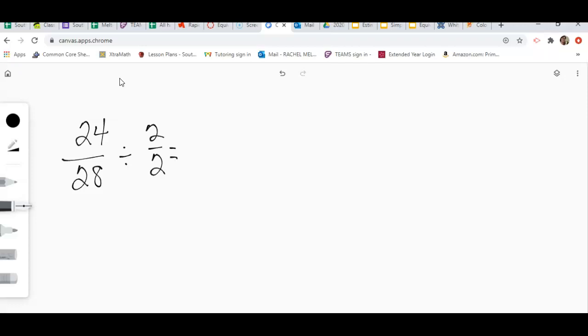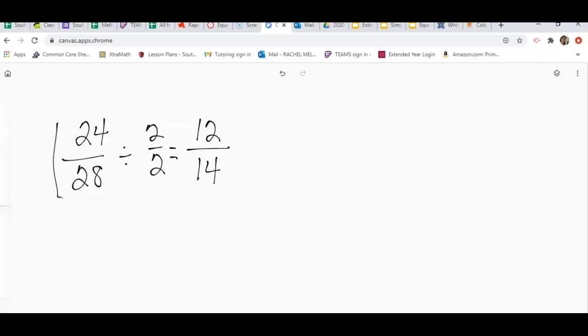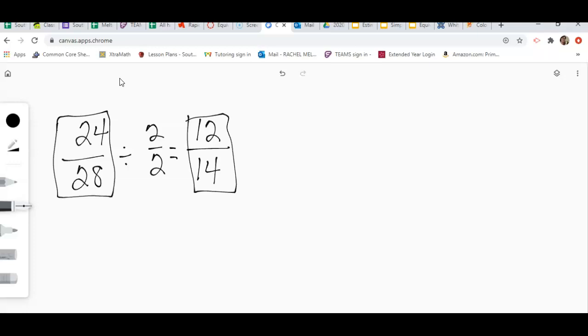Okay, I know that 24 divided by 2 is 12. I also know that 28 divided by 2 is 14. So 24/28 and 12/14 are equivalent fractions. Okay. All right, and I need one more.